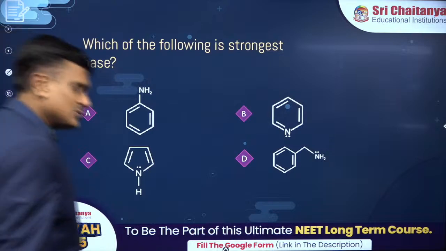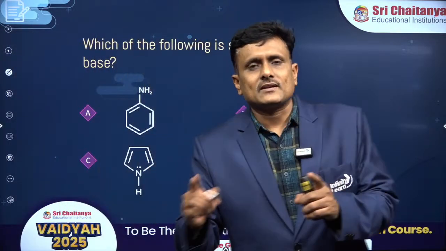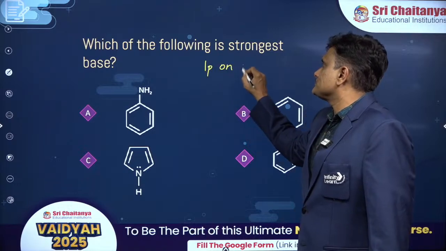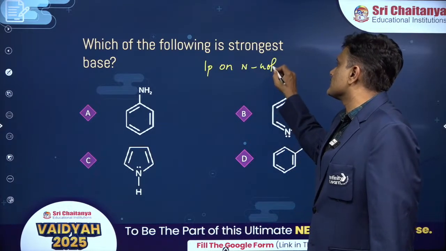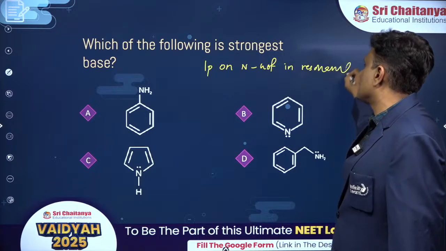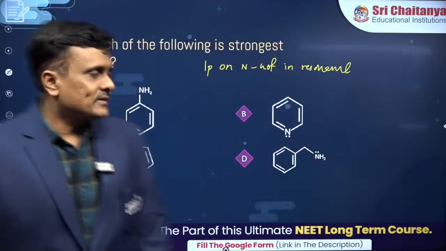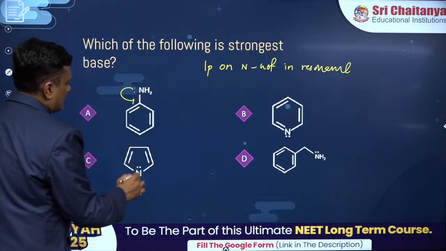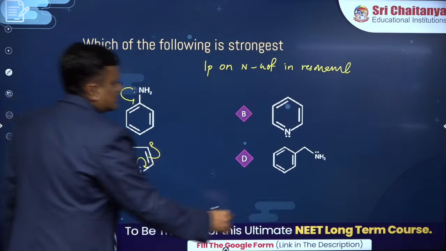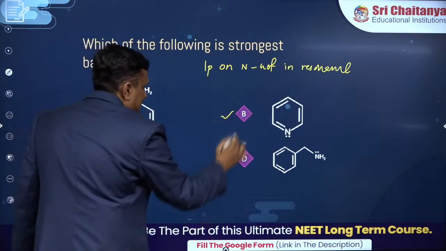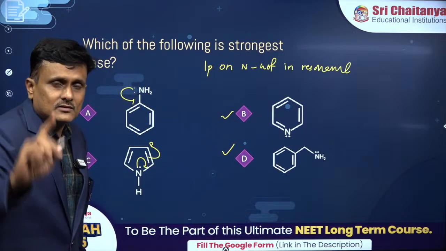Strongest base, you should know that where lone pair of nitrogen is not in resonance. I am going to discuss 50 questions today. In 1 hour, I am going to teach you how to attempt. So, when you are given the questions, the lone pairs are involved in resonance, isn't it? In all these cases, the lone pairs are involved in resonance except these two. The lone pairs are not in resonance.